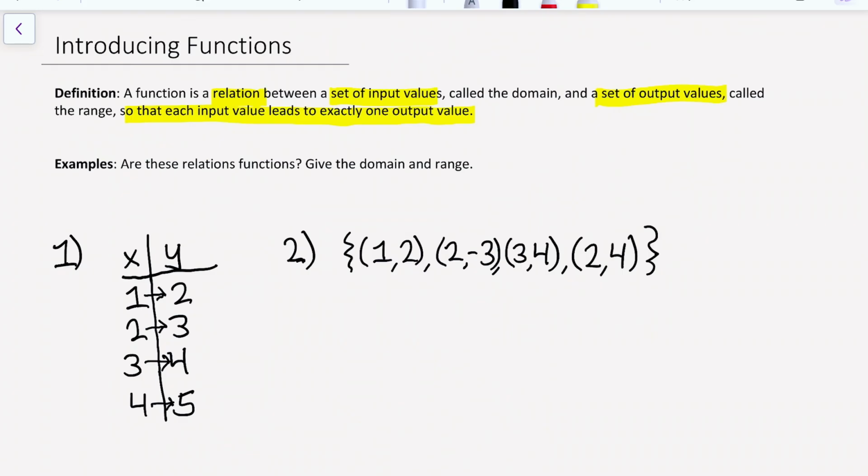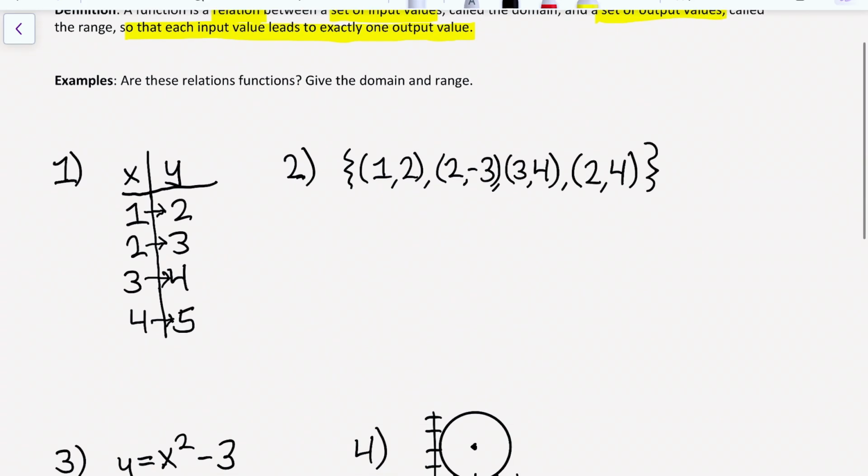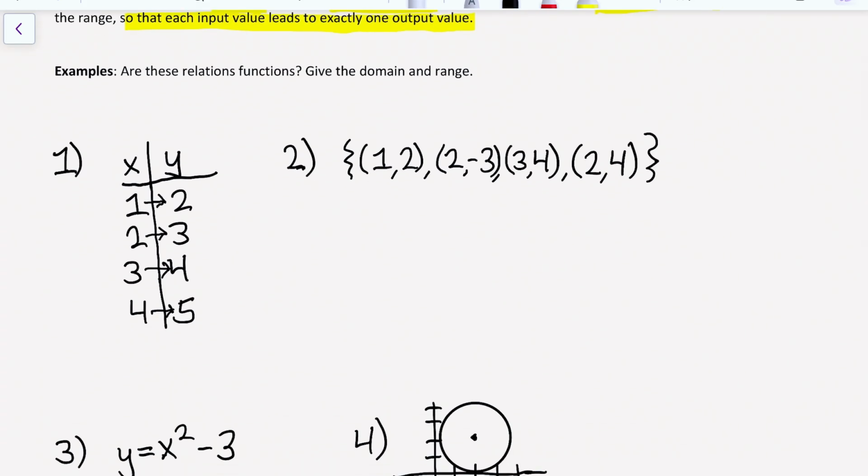So let's look at a few examples, and you'll notice that these relations are written in different forms. Relations might be listed as a table, they might be a list of ordered pairs or coordinate points, they might be equations, they might be shown on a graph. These are just a few ways to show relations. For each one, I want to ask, is this a function? And I want to give the domain and range.